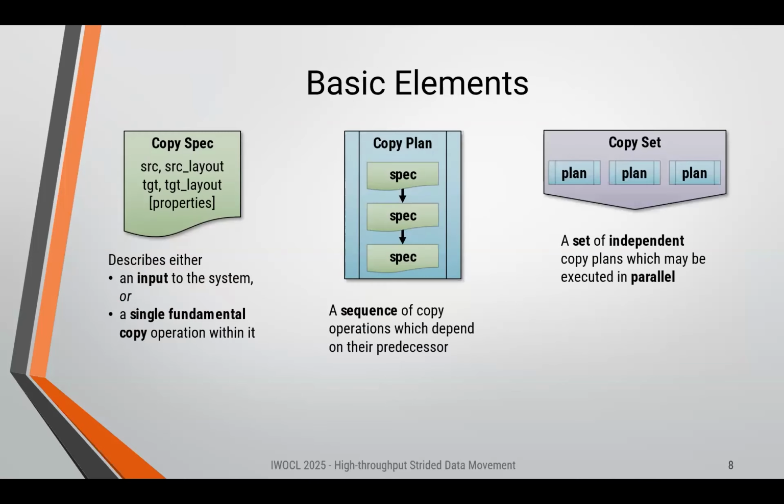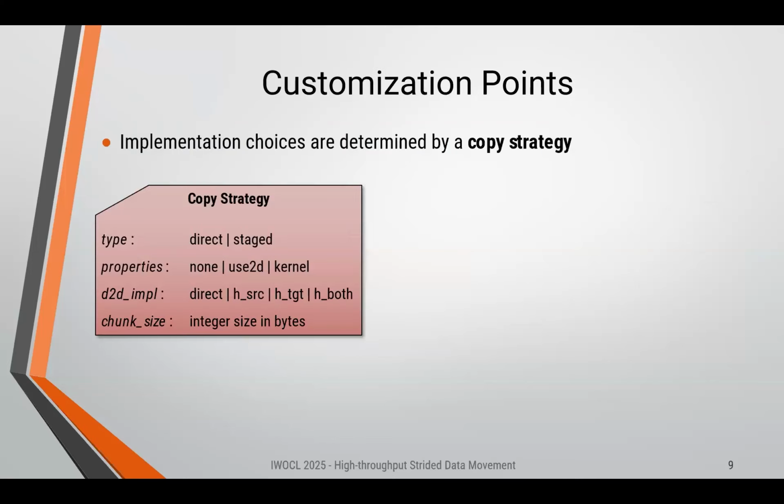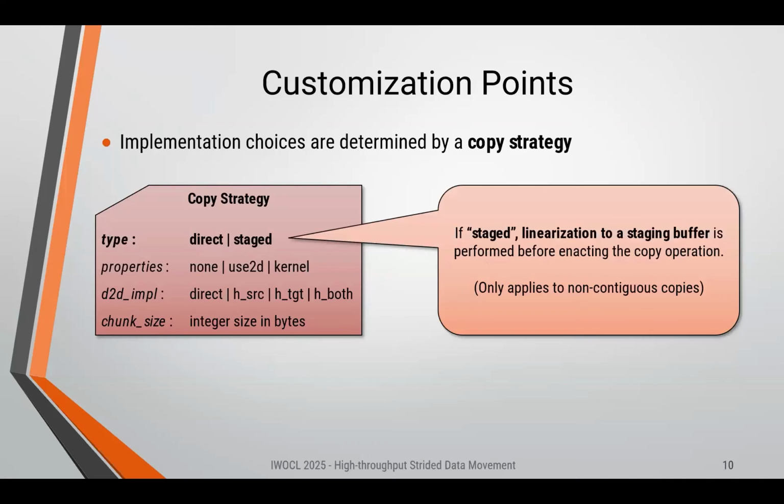Now, those are all the required ingredients for actually executing this stuff. There are some customization points for really covering the entire space of potential implementations that you could go for. And these are described in this so-called copy strategy, where there's a type, either direct or staged. Staged here means basically linearized. So this means that manual linearization of the data is performed. And direct just doesn't do that.